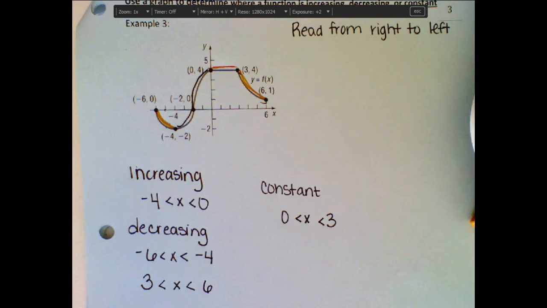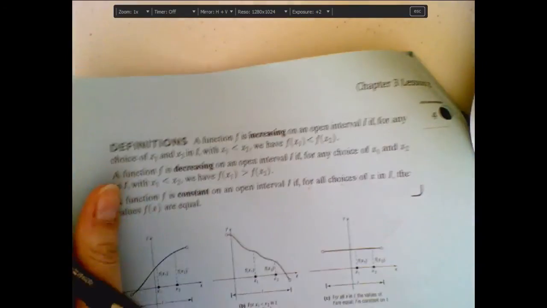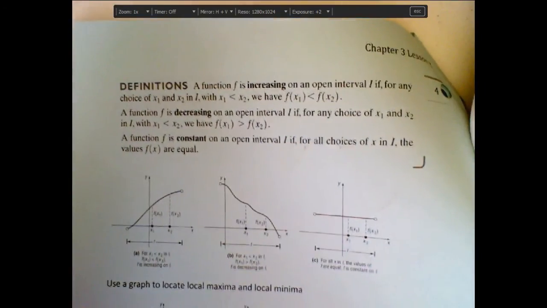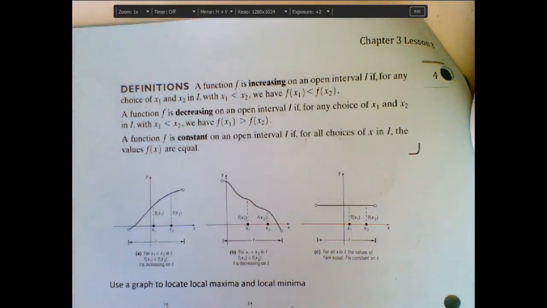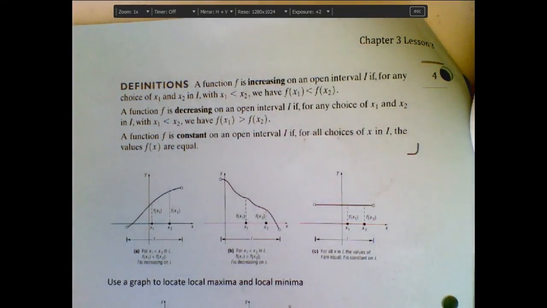Alrighty. The next little part on your paper, the next page, gives you this nice little definition of increasing, decreasing, or constant, and gives you some quick little examples of that.